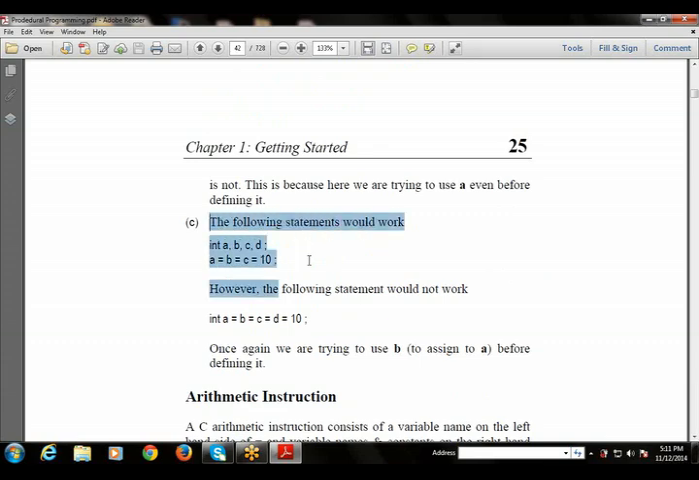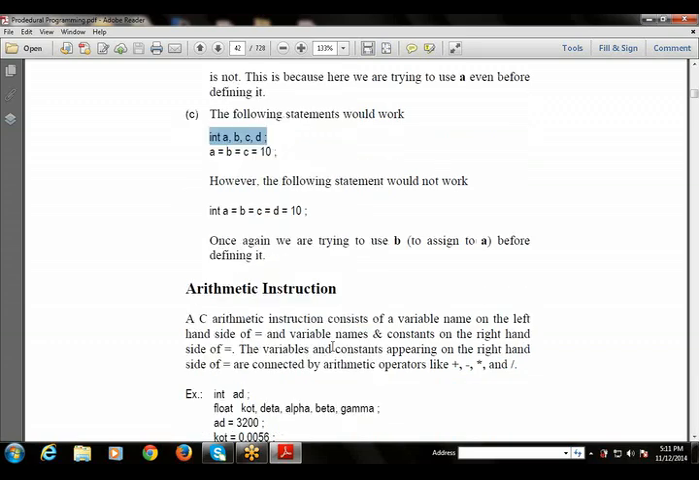The next point says the following statement would not work. However, the following statement would work. This statement will work, but this statement will not work. First of all declare the variables a, b, c, d, then assign the values, that is a equals b, b equals c, c equals 10. That is, all three variables have the value 10. Once again, we are trying to use b before defining its value.